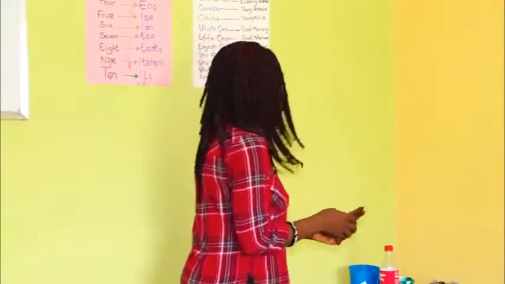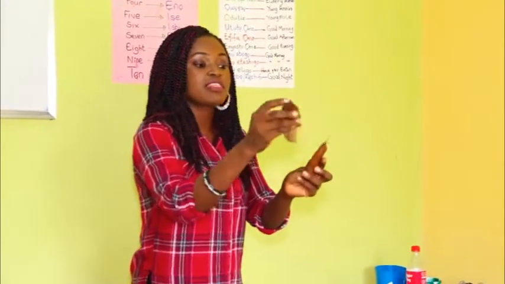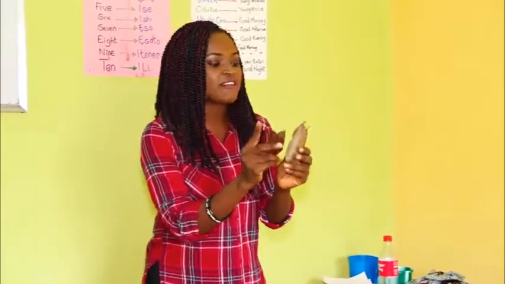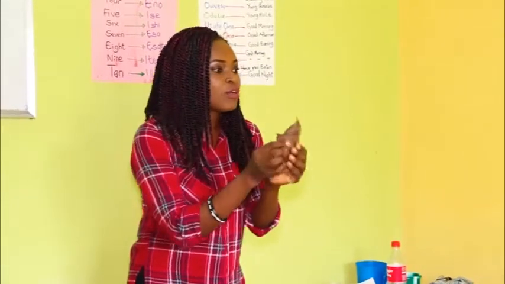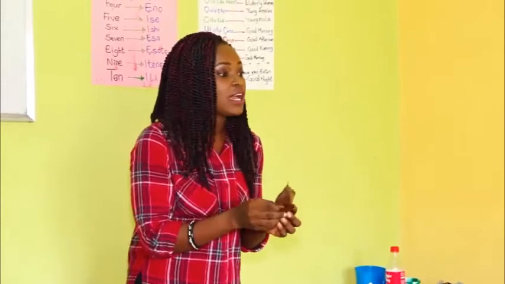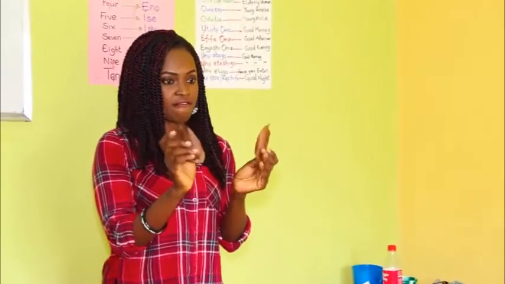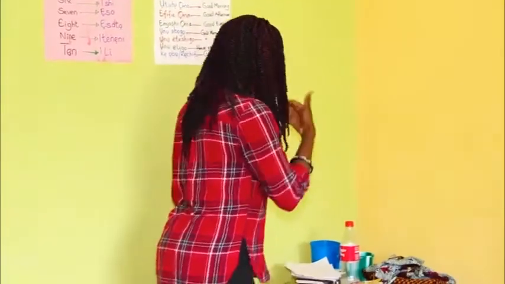I also have these. Let's count. One, two, three, four, five. How many leaves do I have here? Five. Five in Ukwuani language means ise. Dry leaves in Ukwuani language means ekukwo kpongo. Five dry leaves. Good. Thank you.